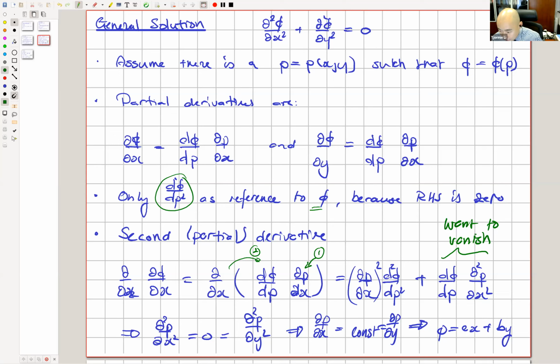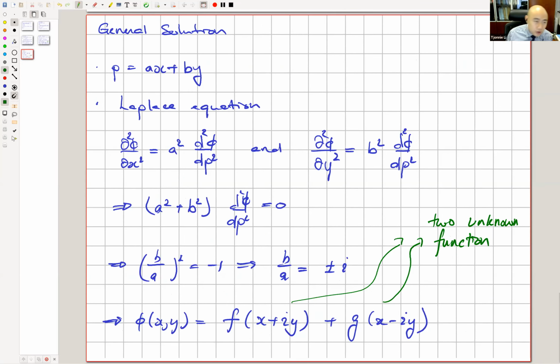Okay, let's move on. Now the question is, again, instead of 2 constants, we now have 2 unknown functions. And again, these 2 unknown functions are then going to be set by what? What is going to set these 2 unknown functions? Boundary conditions. Very good, indeed.